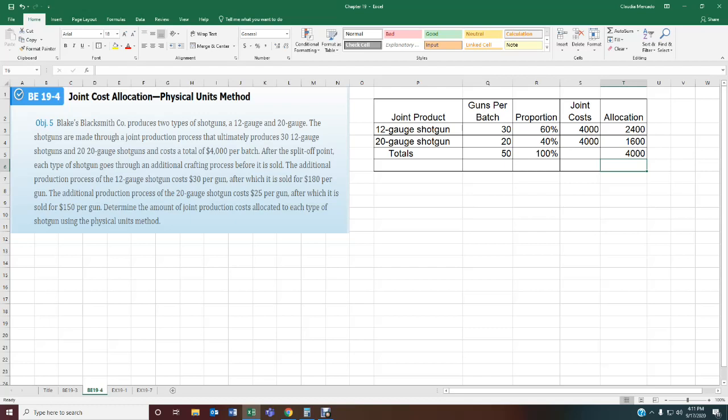Okay, and we know how many shotguns are produced per batch. We get the proportion by getting the amount of shotguns produced divided by the total. That gives us a proportion. And then we multiply our proportion times our cost, which is $4,000 per batch, and that's going to give us our allocation. So we're going to allocate $2,400 to the 12 gauge, $1,600 to the 20 gauge. Okay, so that is our second exercise that we're doing. This is BE 19-4.